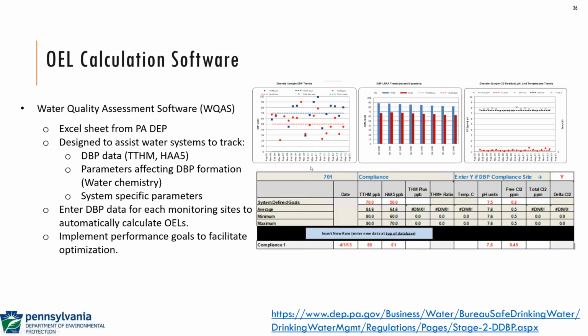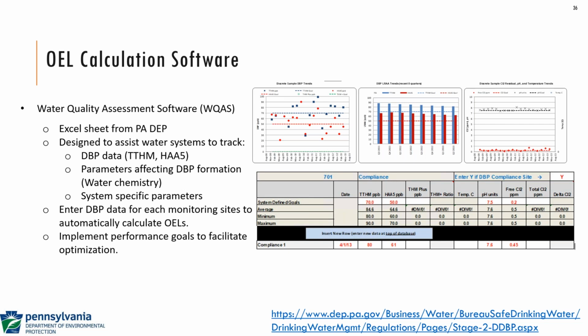The next resource is from Pennsylvania DEP, and it's a tool called the Water Quality Assessment Software. This is an Excel spreadsheet, and it's designed to assist water systems to track their DBP data, and it automatically calculates operational evaluation levels. The tool tracks various water quality parameters as well, such as TOC, chlorine, pH, temperature, and system-specific parameters to track DBP trends, and helps facilities set goals to optimize their system. The picture on the right here is a screenshot of the actual tool.